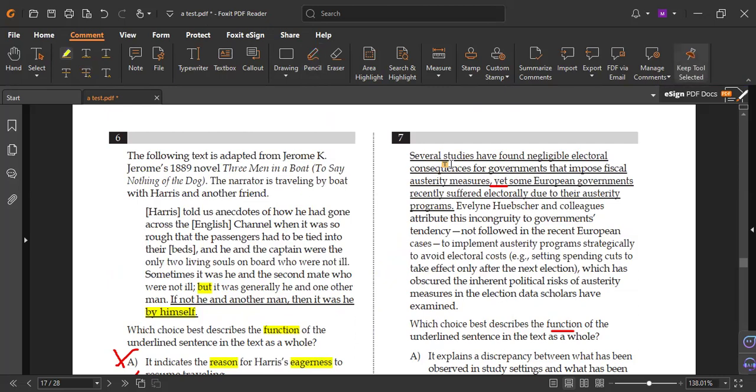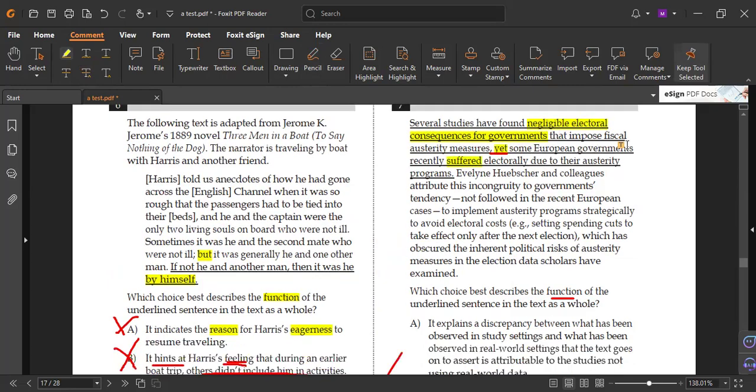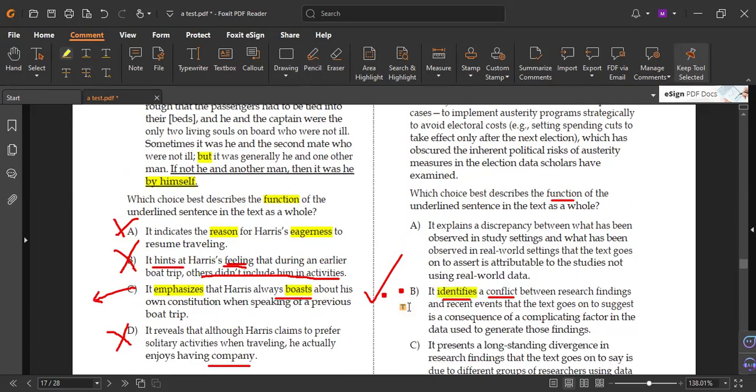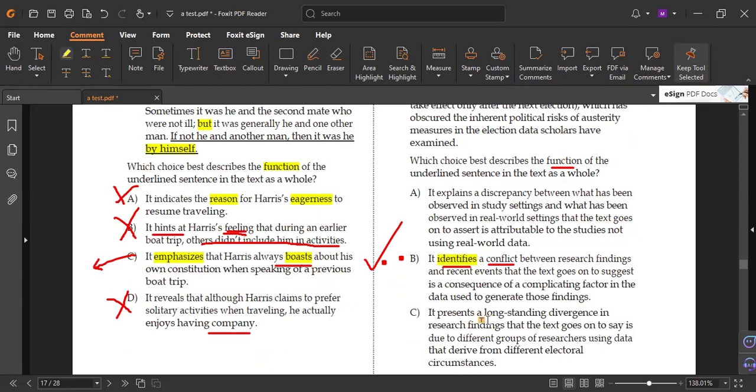Let's find. Several studies have found negligible electoral consequences for governments that impose fiscal austerity. But European governments suffered. And yet, so it means opposite ideas. It identifies and explains the conflict indeed, but it does not present a long-standing divergence. What is the divergence here in the research findings? The underline does not explain the research findings or any divergence. Do you see? That's why. And of course, we don't have any difference between them. That is right.